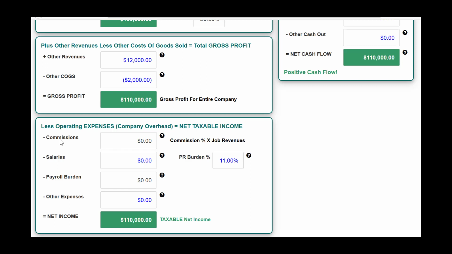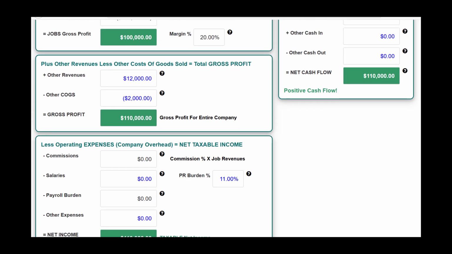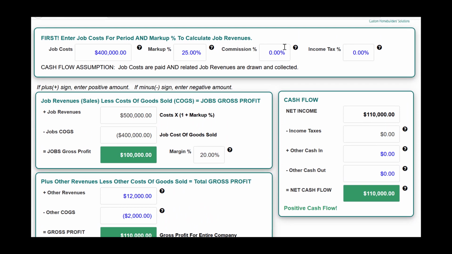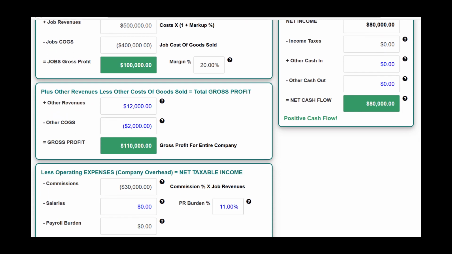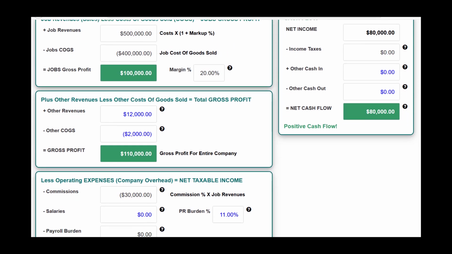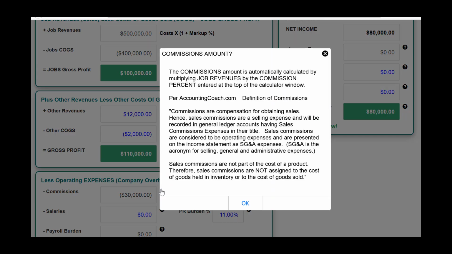First of all, there's a commissions place right here. Some builders hire sales agents to sell their homes, and perhaps they figure they're going to be paying out 6% in sales commissions. So up here at the top, that's what that field is for. So let's just put 6% in and see what happens down here. Now we're saying we're going to be paying $30,000 out for commissions on these various things. And I'd like to click this question mark button for just a second.